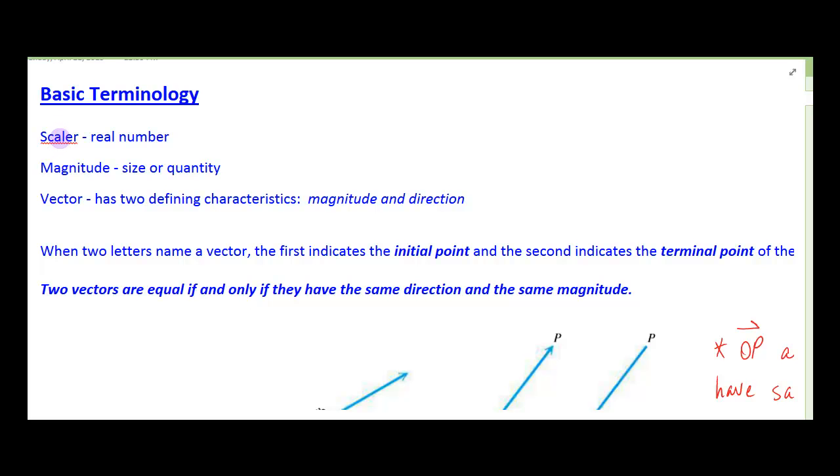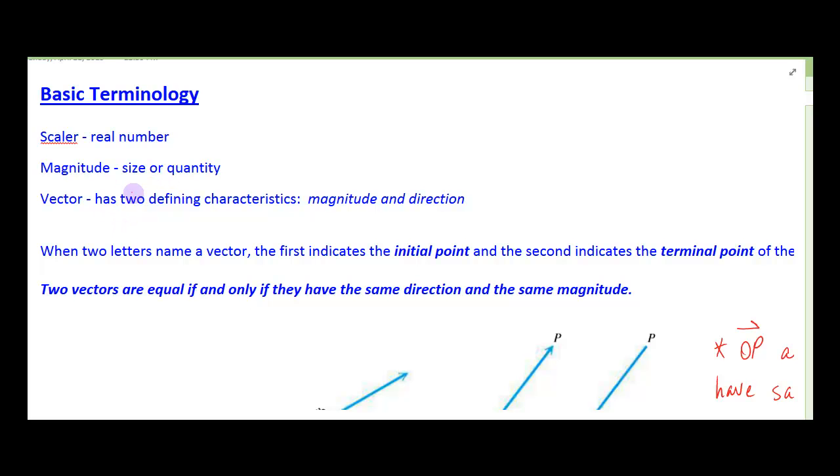Another term you want to understand is scalar. A scalar is where we have some real number. Most of the time we do things like scalar multiplication. That's where I'm going to multiply maybe a matrix or a vector by some real number. And that's what I mean when I say scalar.